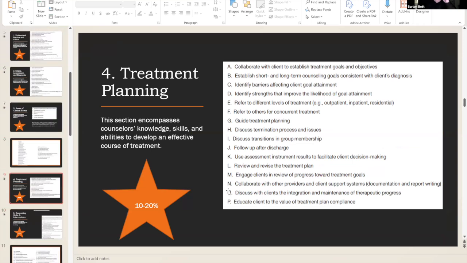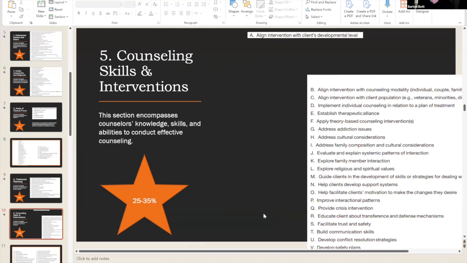When we get back down to treatment planning, it's relatively short in regard to level of knowledge requirements as it goes from A to P, not the entire alphabet. And again, it is a little less than intake, which is 25 to 30%. Here, we see 10 to 20%, okay? Smaller section. But then our next section, domain 5, that's the big one. That really is the big one.